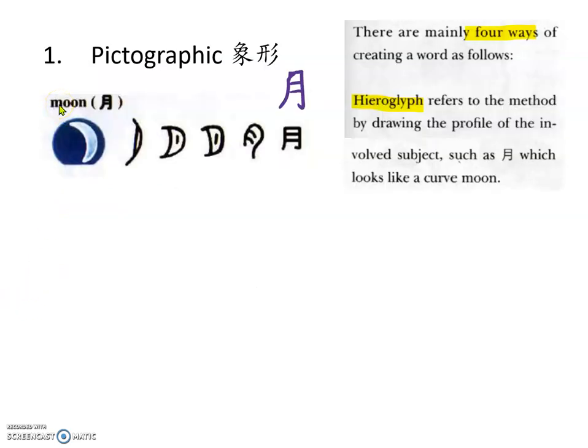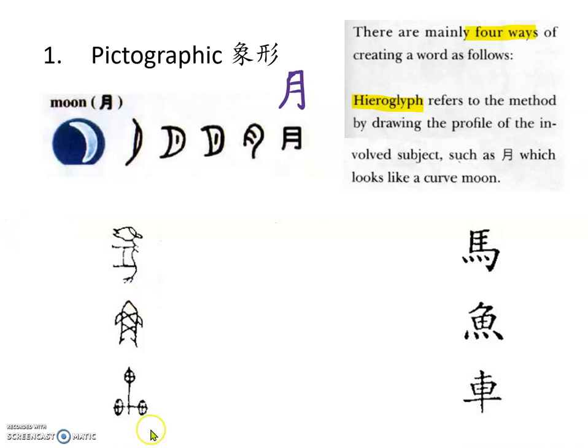Now let's take a look at the details of pictographic characters. So 象形, 象形文字, in English we call it hieroglyph. It refers to the method of drawing the profile of an object, such as 月, which means moon, and looks like a curved moon. It's a drawing, a picture, and it gradually evolved and became the characters we have now.